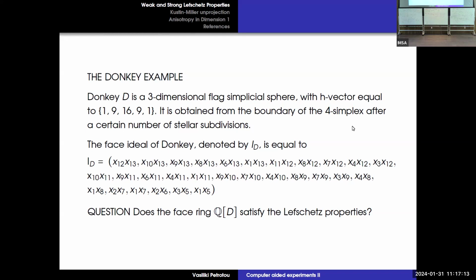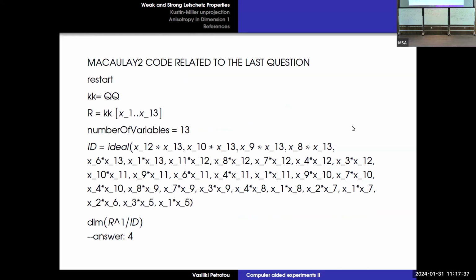And the first question that we want to investigate using Macaulay2 is: does the face ring related to D satisfy the Lefschetz properties? We will check the weak Lefschetz property first, and after that, the strong Lefschetz property. We are working over Q, so the first thing that we should do is to define a ring. We have 13 variables, x1 to x13. So we denote by the polynomial ring D, as we mentioned in my previous Macaulay talk. We write down now the number of variables, and we set it equal to 13.